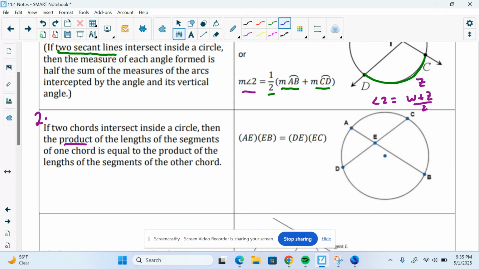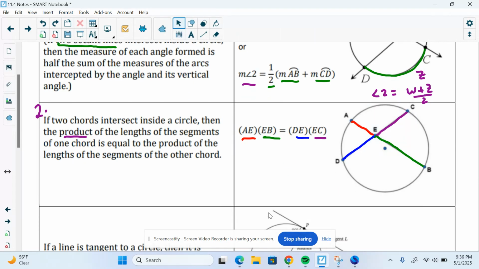So I'm going to come over here and look at this diagram. It says AE, that's this length right here, times EB, that's this length right here. If I multiply the 2 pieces of the one chord, that has to be equal to CE times DE, the product of the 2 pieces on the other chord. Okay? We'll look at some examples in a little bit, but that's what we're looking at.